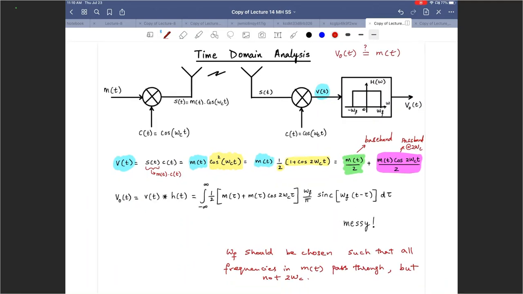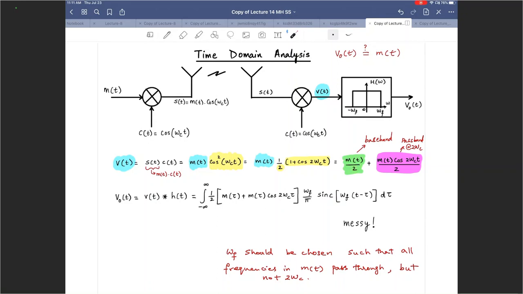And this is where your low pass filter comes in. This particular H of omega will be used to pass M of t through. So the frequencies in M of t will have to pass through omega f. So omega f has to be greater than the highest frequency in M of t. However, you want to reject this, because in VO of t, you want that to be as close to M of t as possible. You just want this. Maybe you can use an amplifier with a gain of 2 to get rid of that divide by 2 factor.